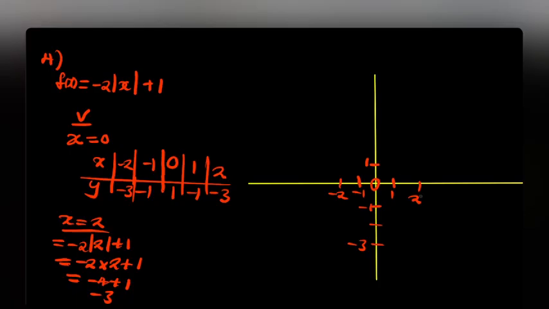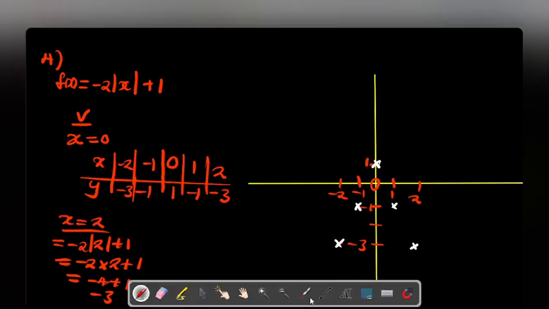So plotting these points, we have -2, -3. So we have a point here, then -1, -1. So here again we have -1, -1. So we have a point there, and 0, 1, that's where our vertex will be, and 1, -1, and 2, -3. So it will be a v facing what? Downward. That's the modulus function. So it will be a v that is facing where? Downward. So what we will have is a v facing downward.